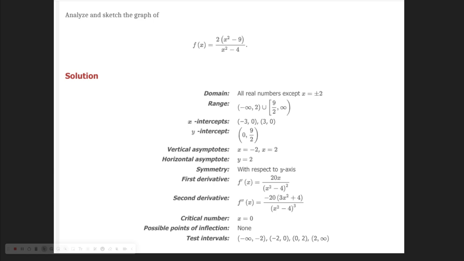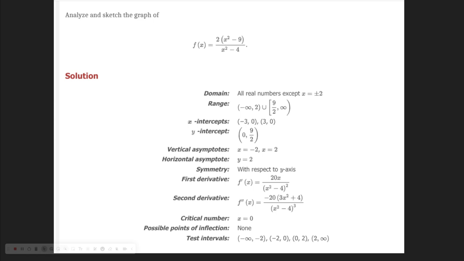So take a look at this function. You got a squared function on top and a squared function on bottom. You got some things that can be factored. So let's look at all of the things we would want to consider about this function. The domain is all real numbers except for 2 and negative 2. That's what would make us divide by 0. Look at this weird range. The range is going to be hard to understand until we take a look at the graphs.